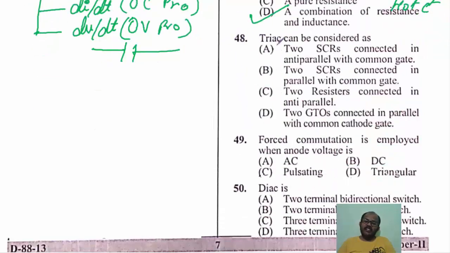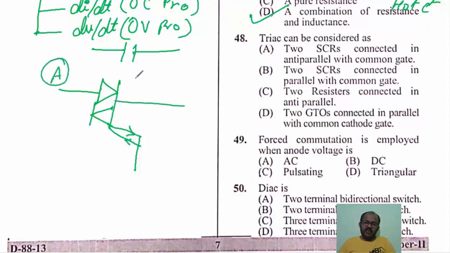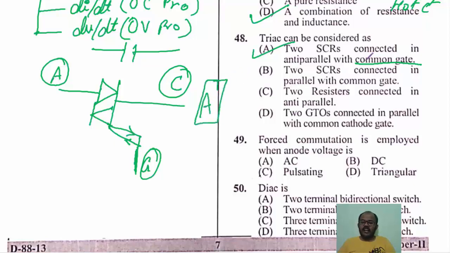48th question, they are asking the symbol of a triac. We know that the symbol for triac will be something like this. You will be having the gate pulses over here. So either you can inject the gate pulse or you can withdraw the gate pulse. This terminal is anode, this terminal is cathode, and this terminal is gate. So triac is two SCRs connected in anti-parallel with a common gate. So you are going to have a common gate, and these SCRs are connected in opposite direction. So option A is correct.